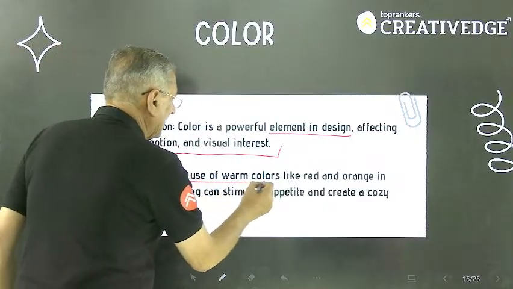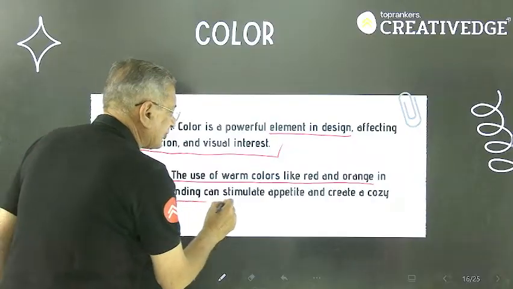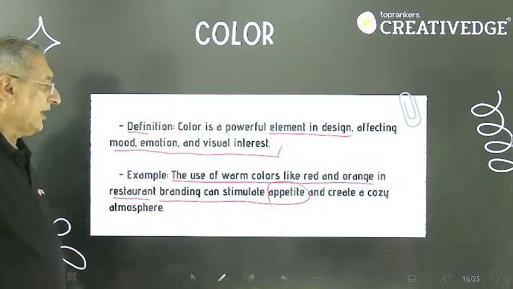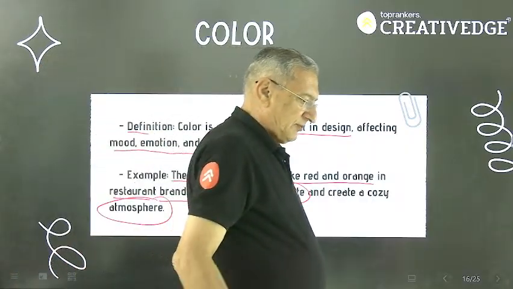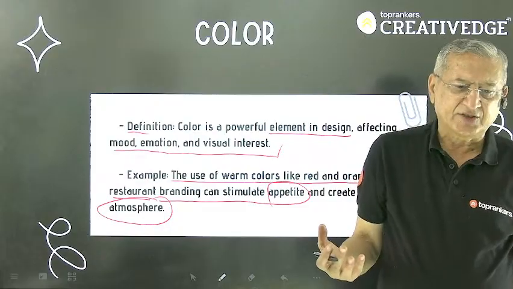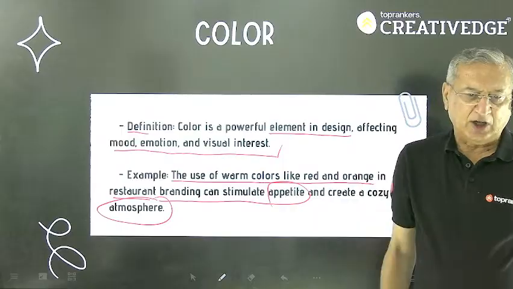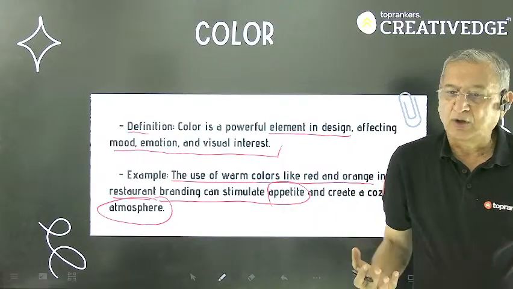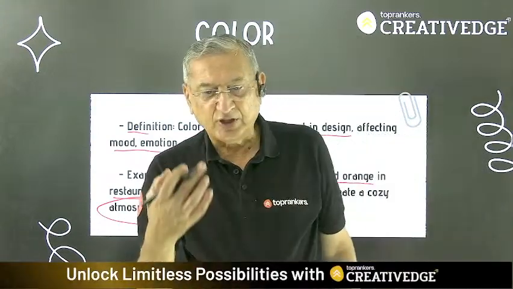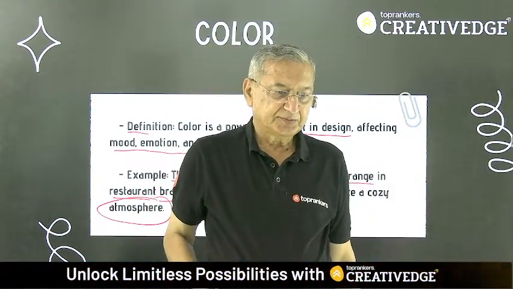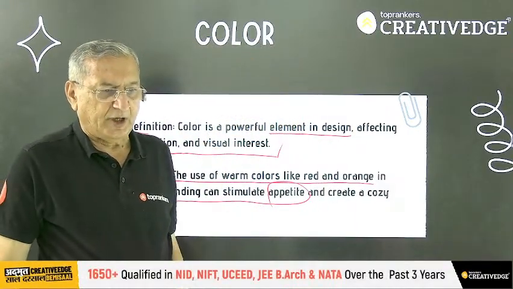The use of warm colors like red and orange in restaurant branding can stimulate appetite and create a cozy atmosphere. There are so many brands, food brands, which use hot colors or warm colors just to stimulate your appetite. The appeal to buy also. The orange color is used in many brands. So color has got a lot of role to play.